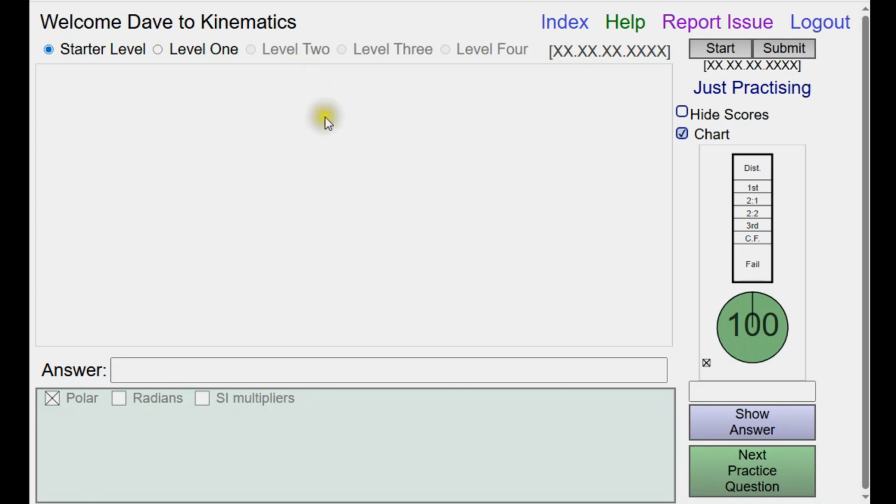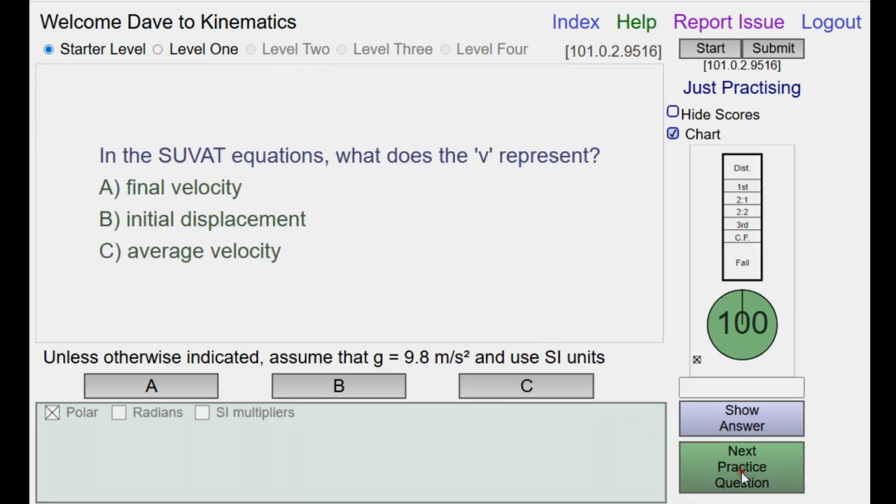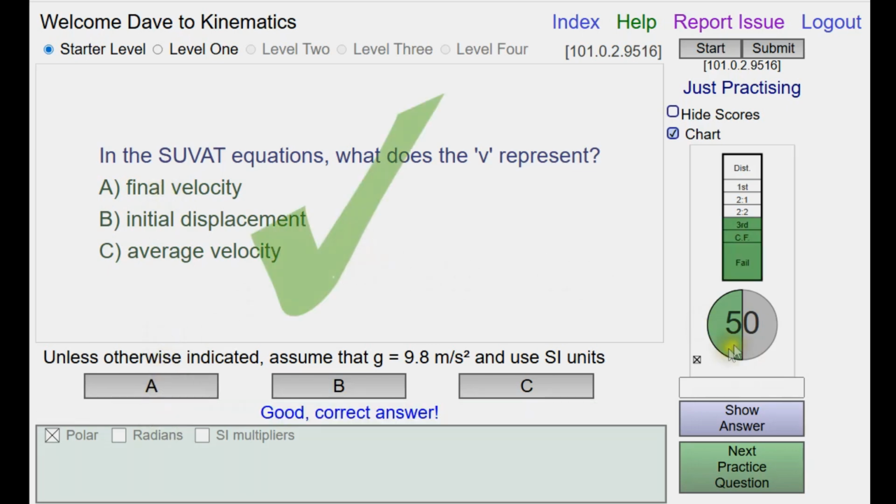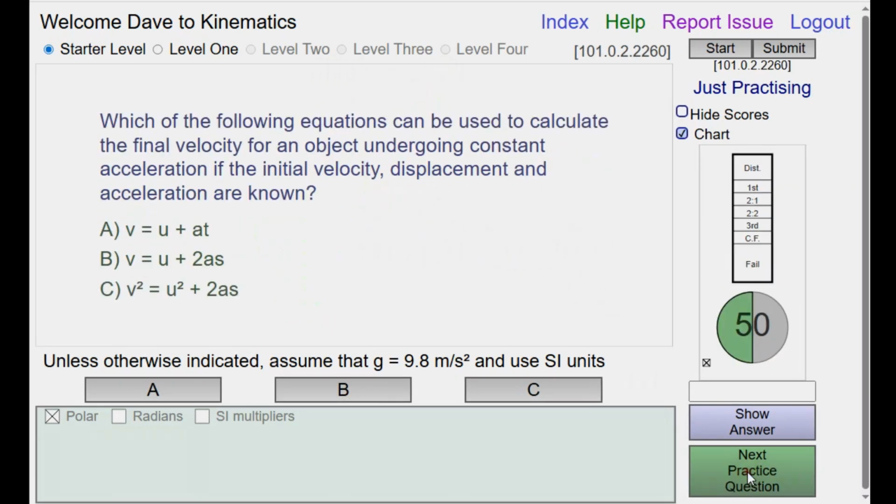So let's first of all have a look at a practice question. It's a starter level question. It's pretty straightforward. What does the V represent in SUVAT? The answer is final velocity. I click A. And I get 50%. 50% because it's really not a very difficult question. And if you want to get more than 50%, you've got to start doing some harder questions at the higher levels. So you can do as many practice questions as you like.